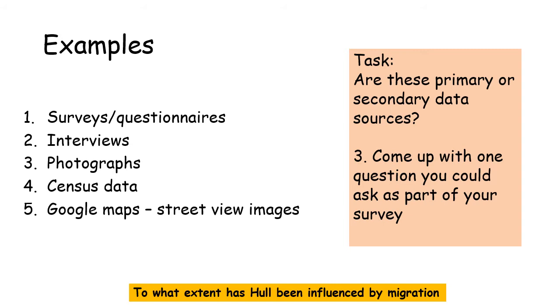Okay, so some examples of data that you could collect might be surveys or questionnaires, interviews, photographs of the streets or area where we're investigating, census data, and Google Maps or Street View images. So if you're using these, now think about, are these primary or secondary data sources, and how would they actually help you to answer the question, to what extent has Hull been influenced by migration?